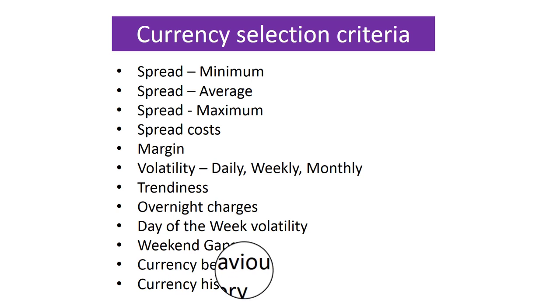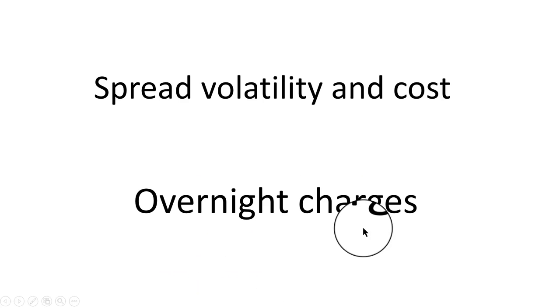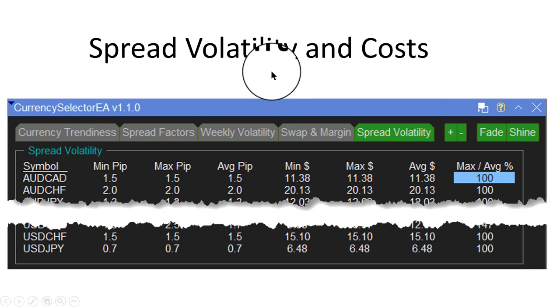So there's a whole lot here, but in this particular video we're going to be looking at spread, volatility and cost, and we're going to look at overnight charges. Now, we've added a new table to our Currency Selector EA, and that is specifically to look at spread volatility. So how we look at spread volatility is we look at the minimum pip charged by the broker over a period, and by the way, this period is 0 because I just loaded this a few seconds ago.